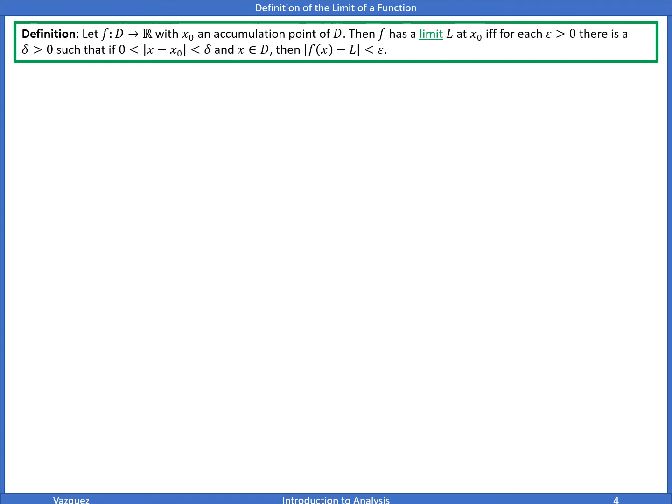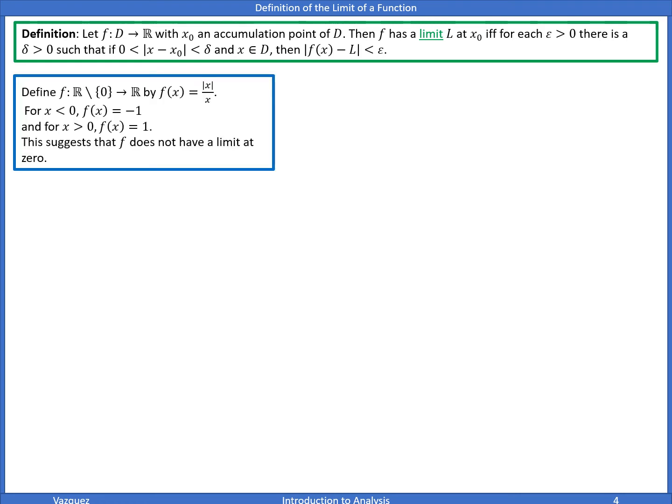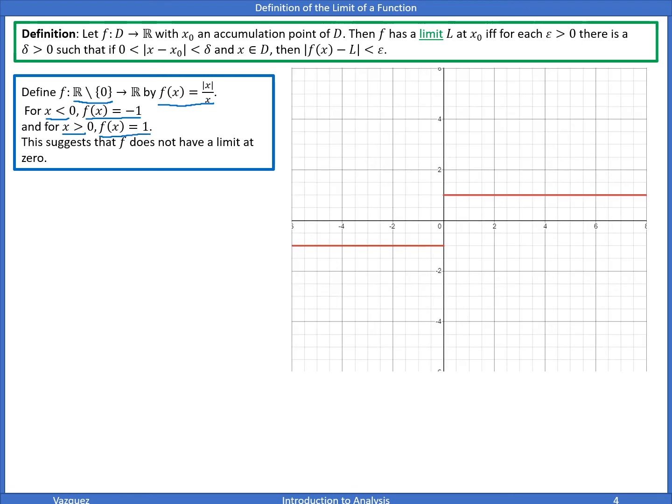Our next example is the function f of x equal to the absolute value of x over x, right? We're not including 0 in the domain because it's not defined at 0. Here, when x is negative, f of x is equal to -1. When x is positive, f of x is equal to 1. To help you, again, we're going to include a picture here. So this is what the graph looks like.